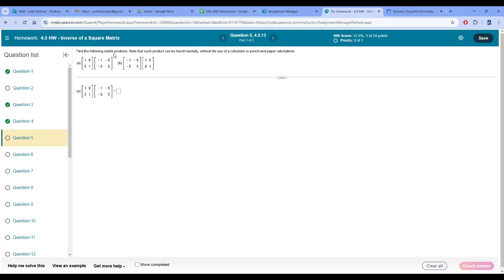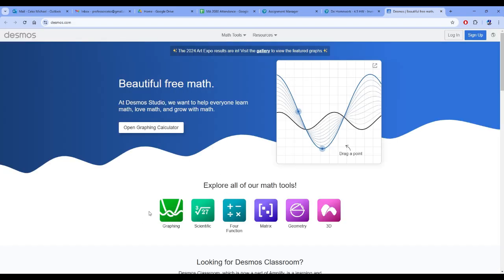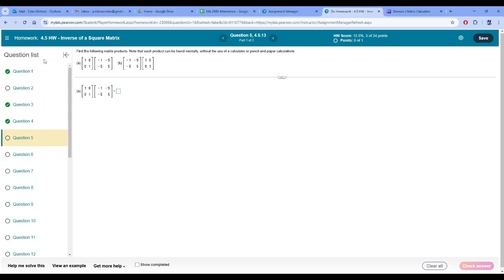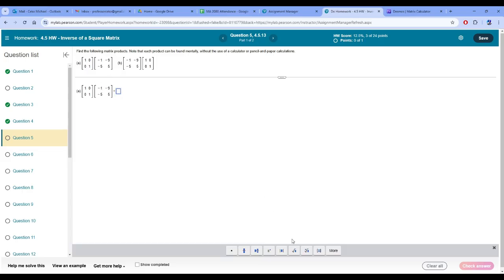Find the following matrix products. So this is just this times that. Guys, when you go to the main homepage on desmos.com, there is a matrix operator, and use that. We've done this, but this is also just a matrix. So this is just the identity matrix.